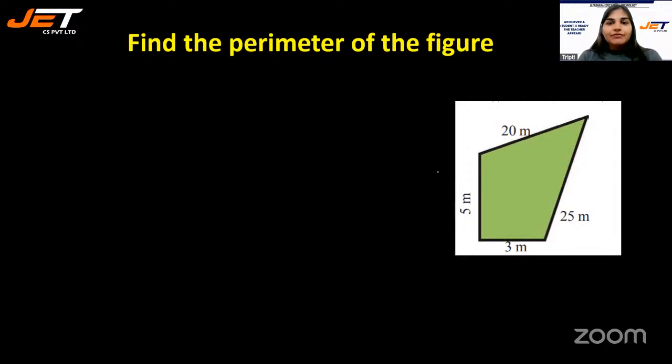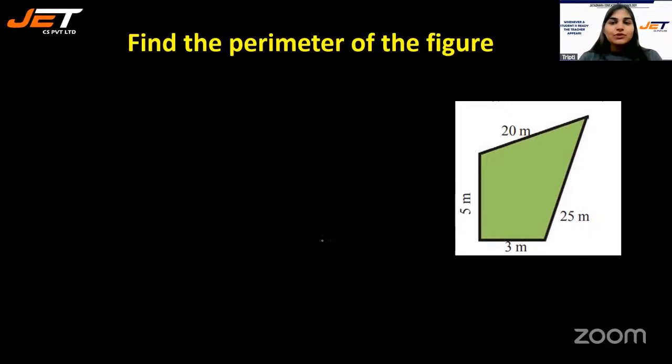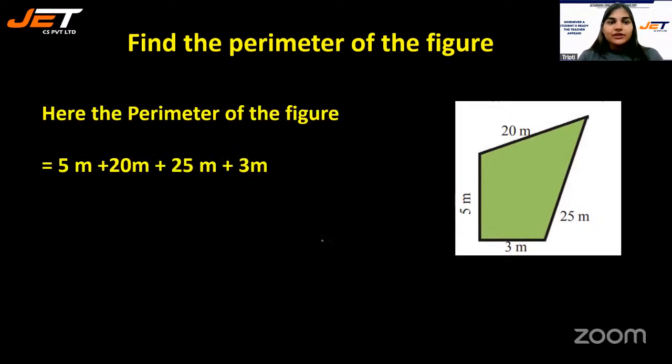So here, the perimeter is the sum of all sides: 20 meters plus 25 meters plus 3 meters plus 5 meters. Here, it is 53 meters. Okay, it's 53 meters.